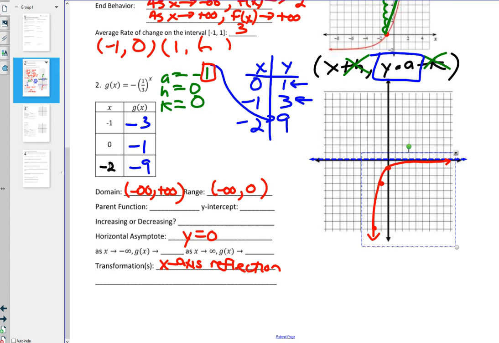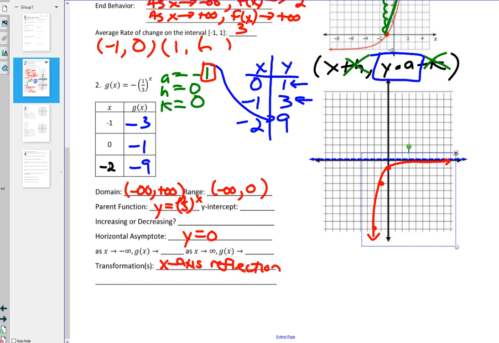Parent function. Jason, no idea. Kiara, do you know what the parent function is? It's just without any transformation. So y equals 1/3 to the power of x. Don't say 1/3 x. That's linear. It's 1/3 to the power of x.